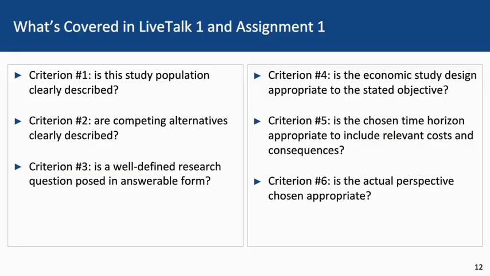Live Talk 1 and Written Assignment 1 both cover cost-effectiveness criteria 1 through 6. In Live Talk 1 and Assignment 1, we'll ask you to evaluate a study and consider whether the authors clearly describe their study population, describe competing alternatives, implemented a well-defined research question, used an appropriate economic study design, chose an appropriate time horizon over which to count all costs and outcomes of the interventions being considered, and chose an appropriate perspective. For example, whether they adopted a societal perspective, the perspective of a public or private payer perspective, or some other perspective.